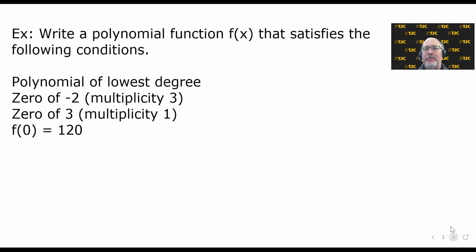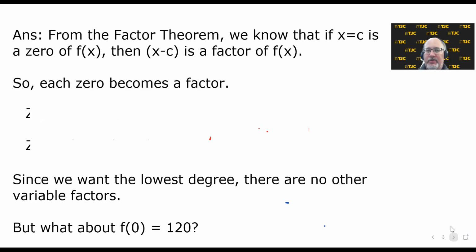Well, we've kind of done this before, but in the other direction, where we start with a factor and turn it into a 0. Now we're just turning a 0 back into the factor. And the factor theorem helps us out with that. From the factor theorem, we know that if x equals c is a 0 of the function, then x minus c is a factor. So every time we have x equals a number as a 0, we can just subtract it from x, and that will become a factor. So each 0 becomes a factor.